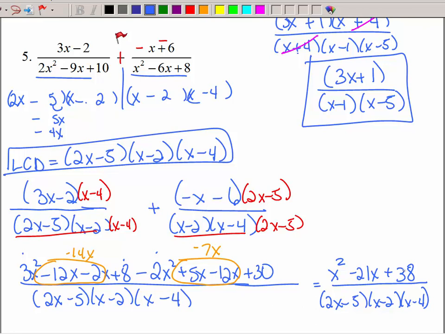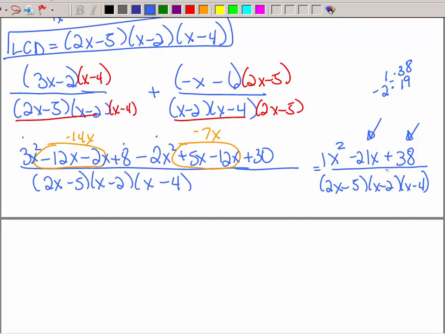Does that factor? Well, the good news is there's a 1 in there. So I just have to say, is there anything that multiplies to get 38 but adds to get negative 21? Well, let's see. I know 1 times 38, that doesn't work. But since 38's even, 2 times 19. Hey, negative 2 and negative 19. So that does indeed factor.